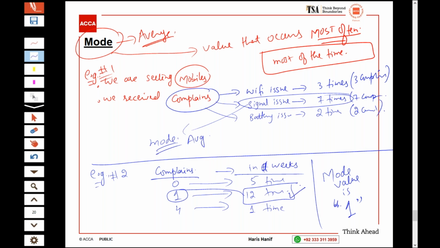That particular one complaint I had received 12 times. You have to see the times the particular complaint is being received, that the particular issue is being highlighted, the particular value is being repeated. If anyone of you is confused, see, 4 complaints received one time. That means total 4, and that is total 12. 12 times I have received the same complaint. So that is the mode value. Mode value is that which is repeatedly observed. That is the mode average.